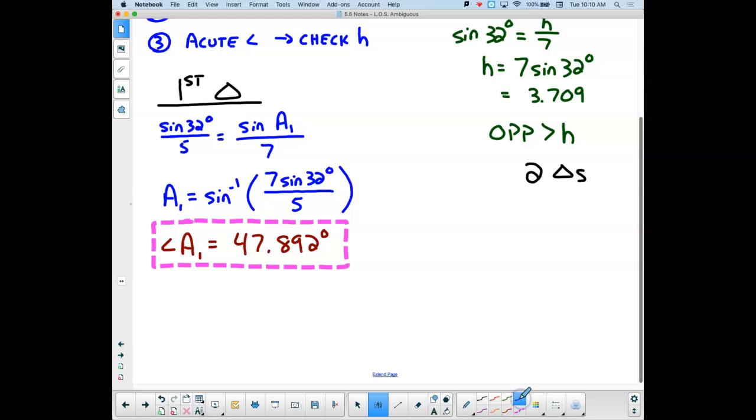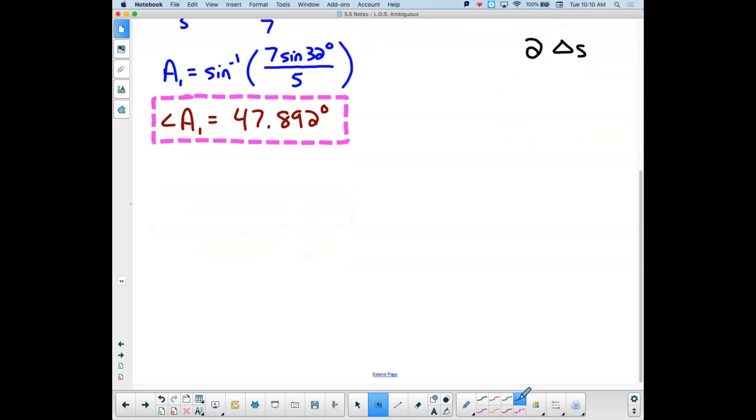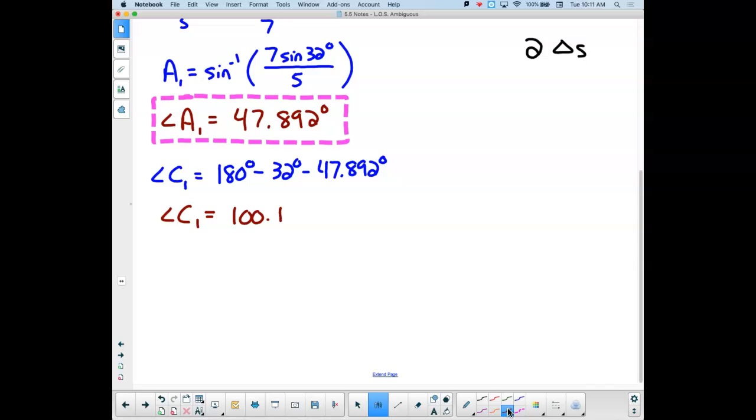That then can allow me to find my first angle C. 180 minus 32 is 148. 148 minus 47 is 101. 101 minus 0.892 is 100.108.